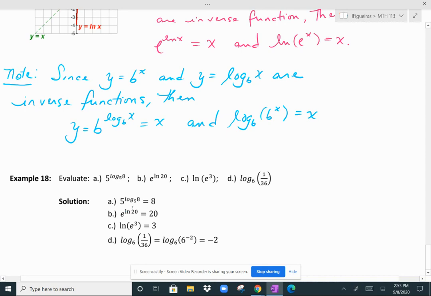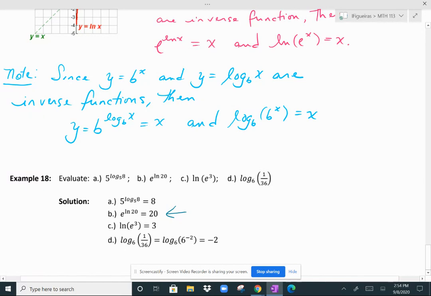We have 5 to the log base 5 of 8. So that's what I just stated here. My base is 5, and for both the exponent and the log, and therefore my answer is just 8, the value of x. And then I have e to the ln of 20. And again, e and natural log are inverses, therefore your answer is just 20. Ln of e to the third is just 3.